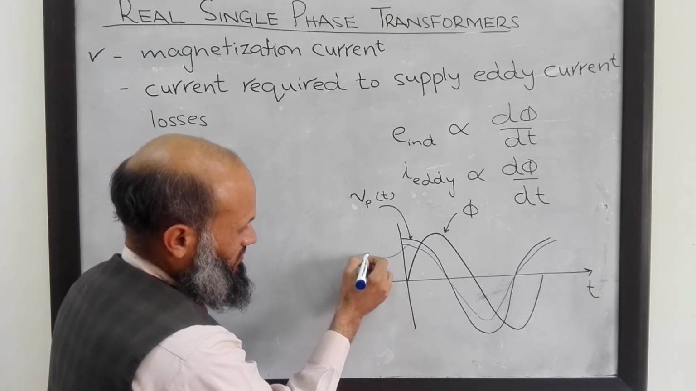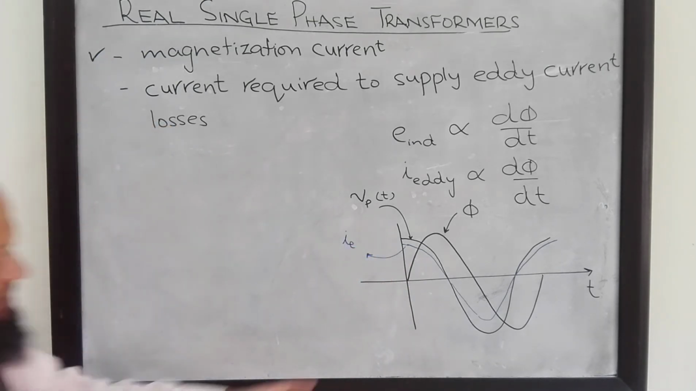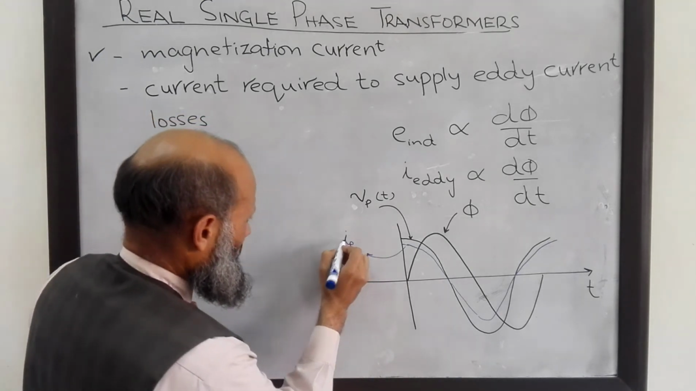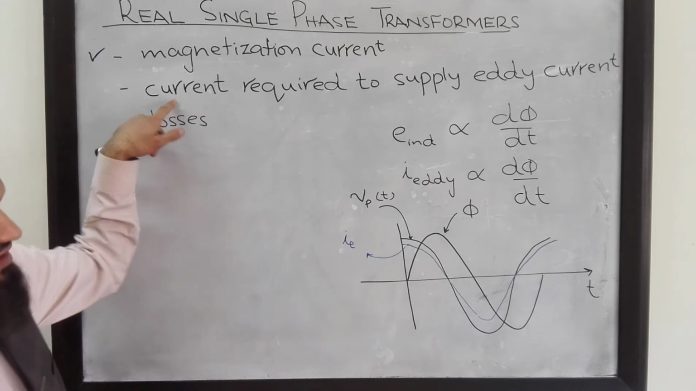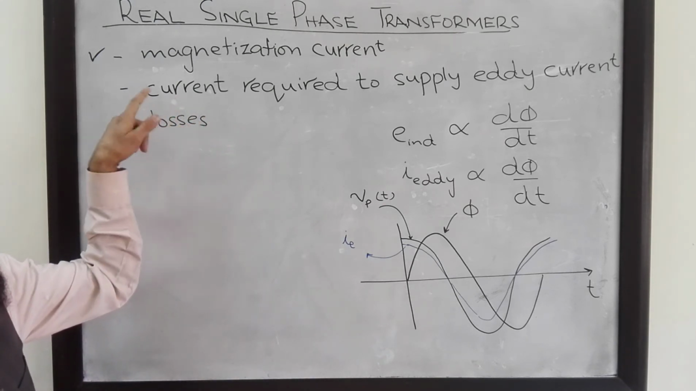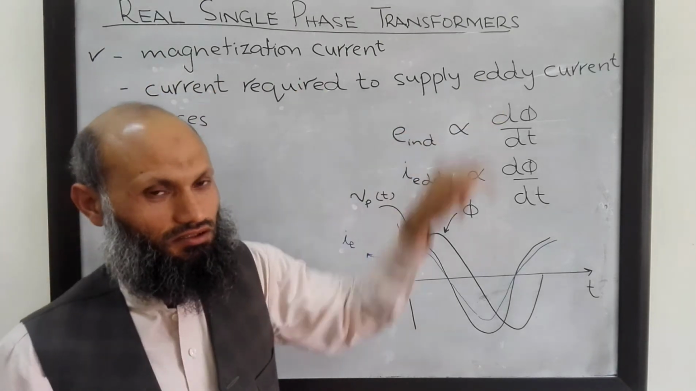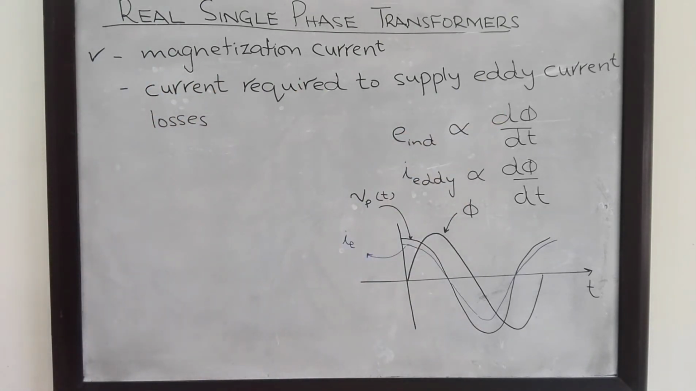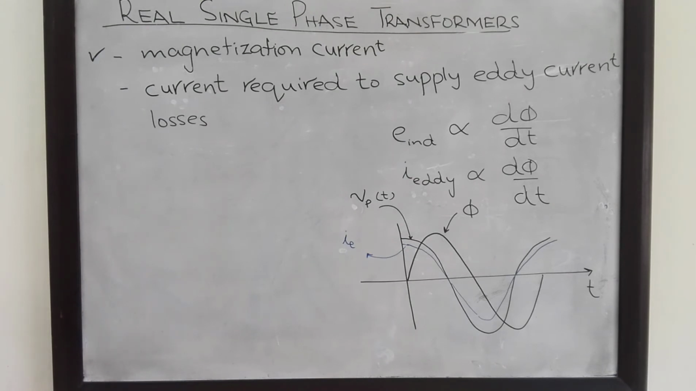This current is IE. It is basically not the eddy current itself, it is the current flowing in the primary winding, and that current supplies the power losses due to eddy current losses in the core of the transformer. And this current is in phase with the applied voltage Vp of t.